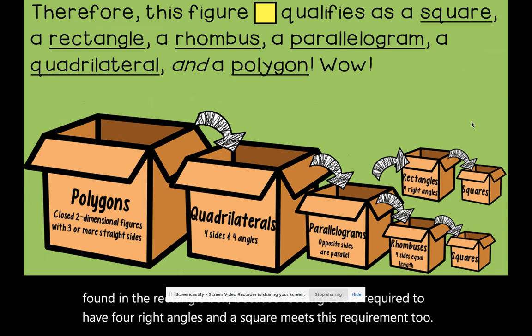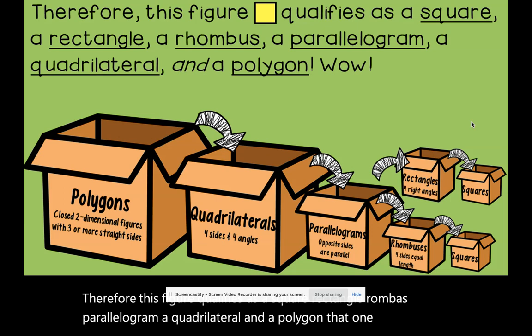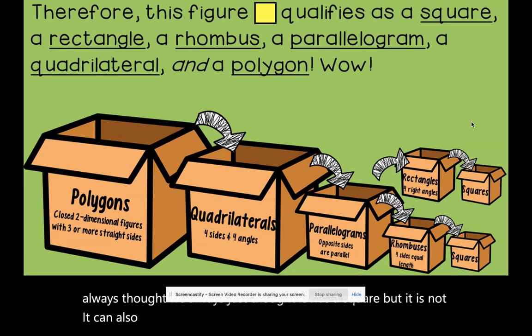Therefore, this figure qualifies as a square, a rectangle, a rhombus, a parallelogram, a quadrilateral, and a polygon. That one shape. We always just thought it was a square, but it is not. It can also be classified as a rectangle, a rhombus, a parallelogram, a quadrilateral, and a polygon.